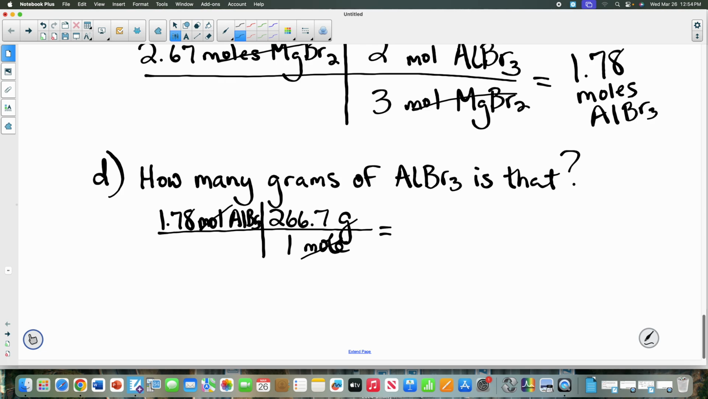Alright, so this times 1.78, I want 3 sig figs. So I get 475 grams. Okay.